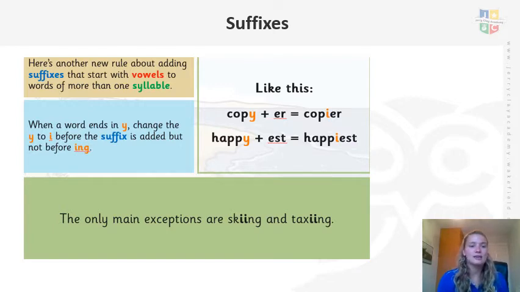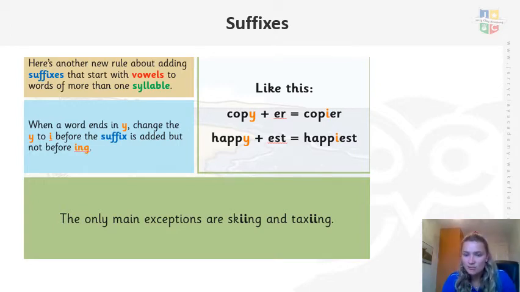Let's have a look at this one then. So when we've got copy and happy, because they end with a y, and we want to add er because we want copier and happiest, what we will do is we will take off the y and put an i and then put er or est after it.